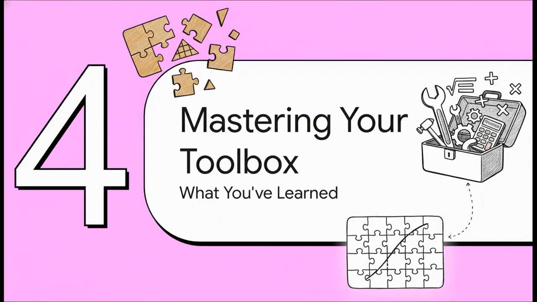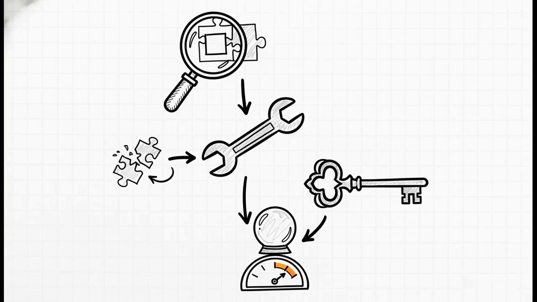Okay, let's just pause for a second and take a look at what we've done. We've just put together this incredible toolbox. A little while ago, we were just looking at a confusing puzzle. Now we have a complete kit to solve it. So here's your 4-step game plan. This is your guide. Step 1, identify the puzzle. Make sure it's actually a quadratic in that ax squared plus bx plus c equals 0 form.